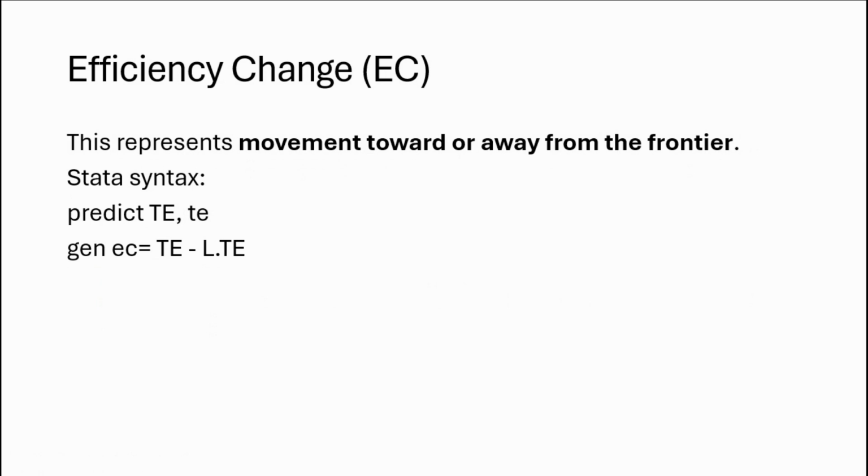Second, efficiency change. This represents movement toward or away from the frontier. From Stochastic, we first predict the technical efficiency by the syntax predict TE, TE, and then we generate efficiency change: TE minus TE in the before.